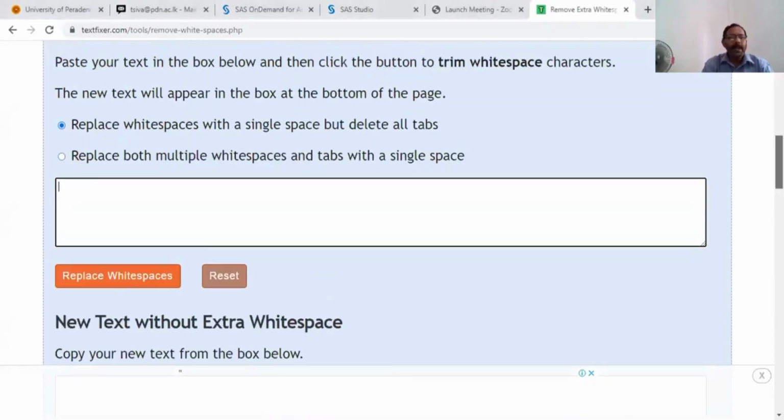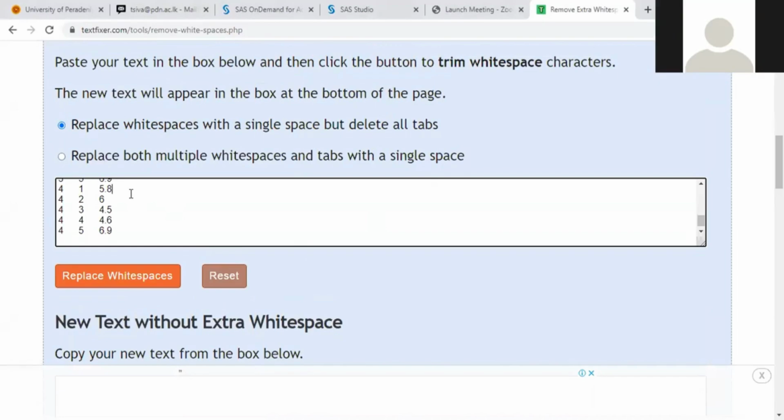Look very carefully. There are two windows. You paste it in the upper window. I'm going to paste it here. I have pasted it here. Okay, now I have pasted it.